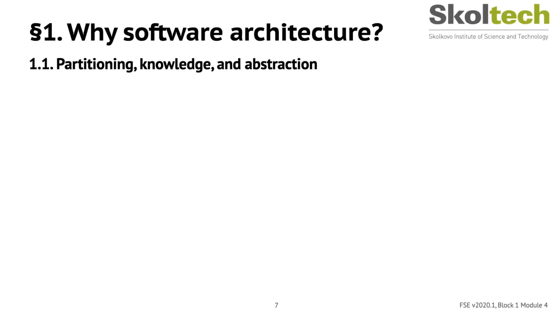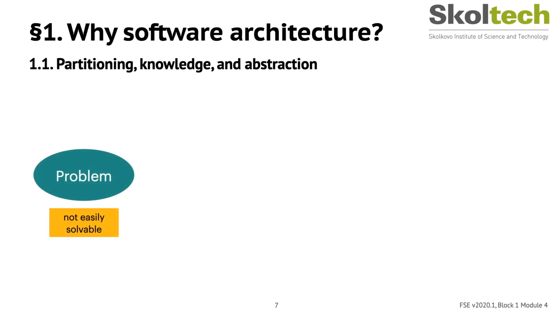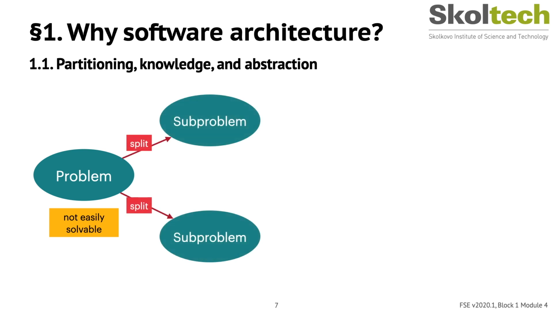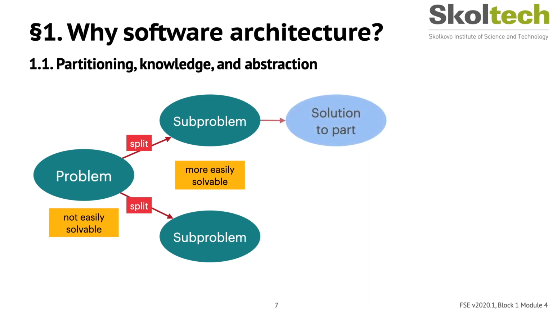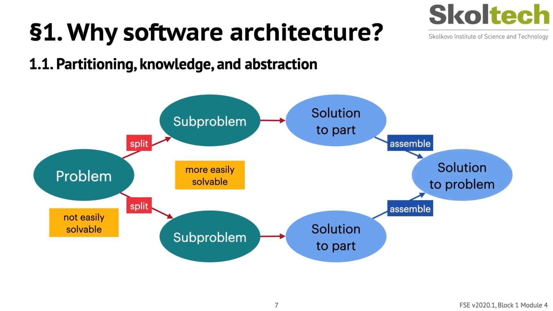Partitioning is effective as a strategy to combat complexity and scale when two conditions are true. First, the divided parts must be sufficiently small that a person can now solve them. Second, it must be possible to reason about how the parts assemble into a whole.